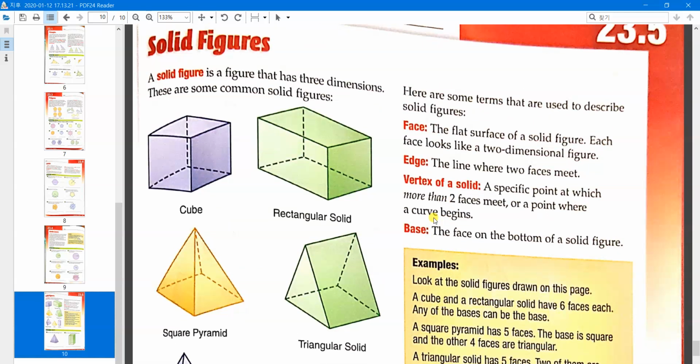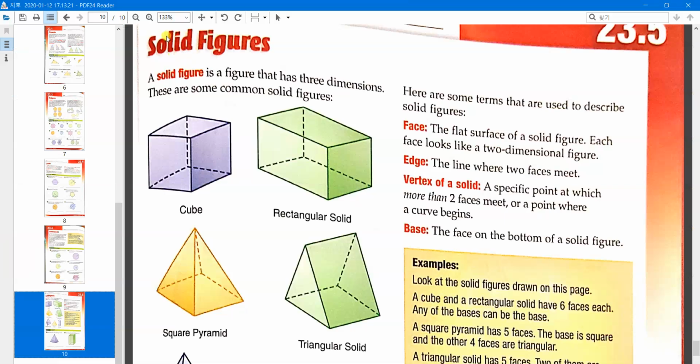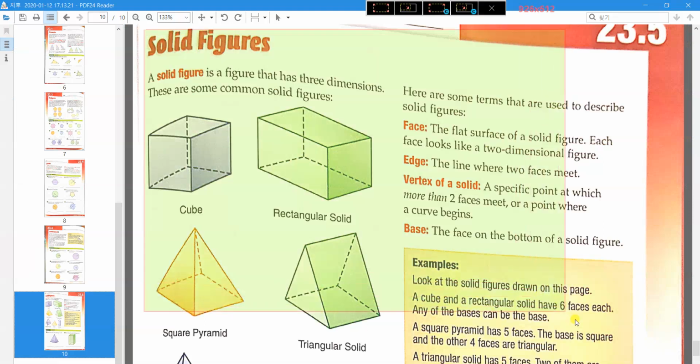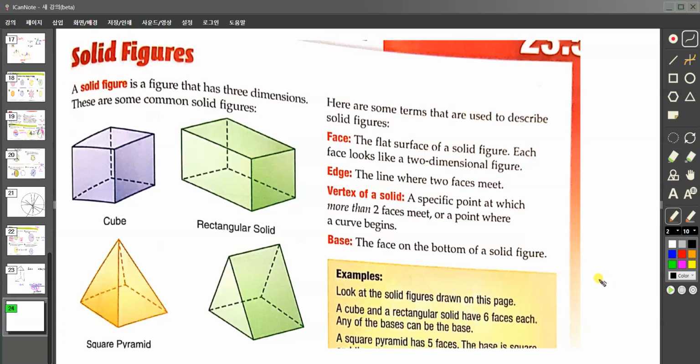좋아요. 그럼 face, edge, vertex of solid, 그 다음에 base가 있는데요. 네. 이 base는 조심해야 되는 게 많이 틀려요. Can you explain what is base? I can't. Oh, I know. It's like a face on the bottom. Face on the bottom. Right. The bottom of the figure, yeah. This one is bottom, right? So that's wrong answer.